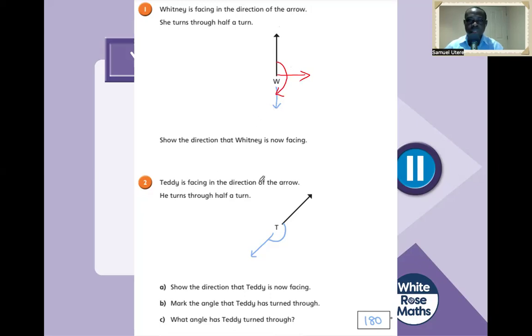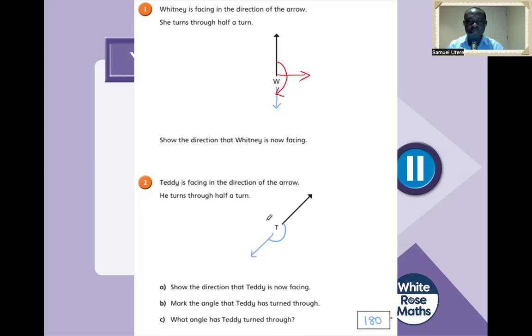Teddy is facing in the direction of the arrow, right there. He turns through half a turn, so the opposite direction. You should know that half a turn would take any person or any object in the opposite direction. So imagine you were facing north, and then somebody tells you to make half a turn. That simply means turn backwards, so turn facing the opposite direction.